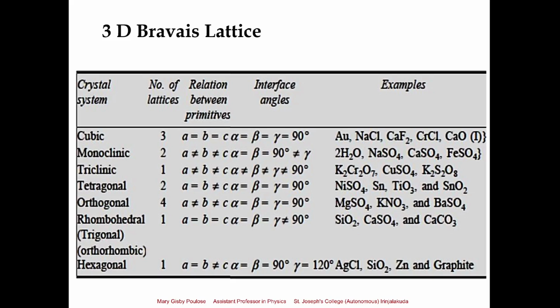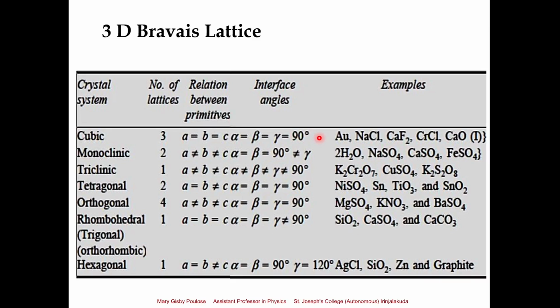In three-dimensional space, the Bravais lattice was classified into 7 crystal systems, and they are the cubic, monoclinic, triclinic, tetragonal, orthogonal, rhombohedral or trigonal, and hexagonal crystal lattices. Each of their lattice parameters are defined here. To understand it, let's see.